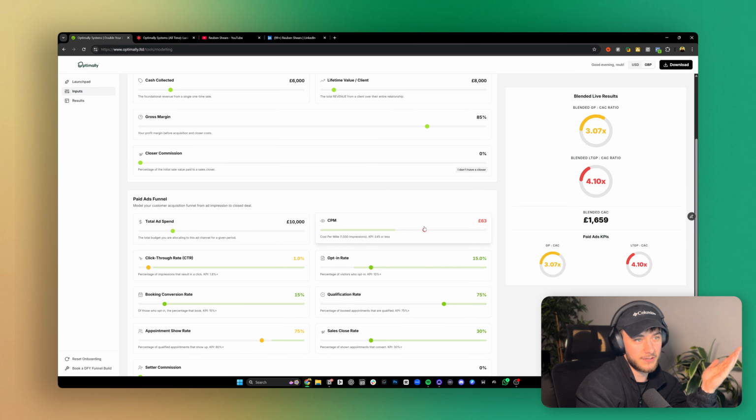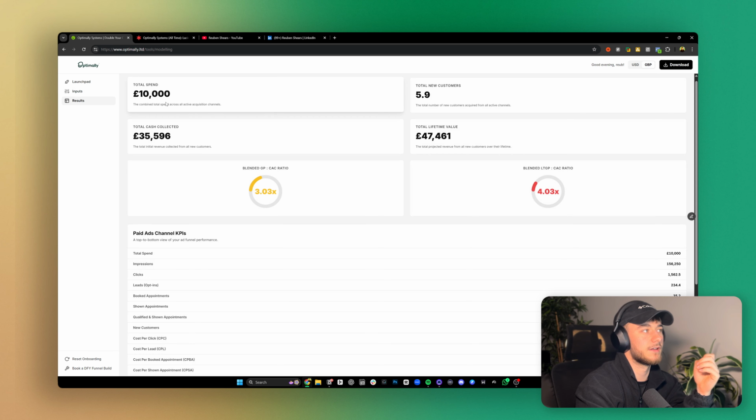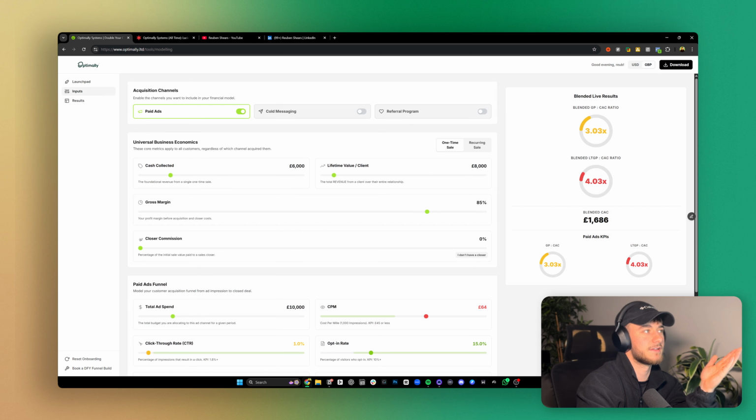Maybe the CPM's like 64. I've had that before. You can see what happens to the numbers on the right-hand side now. They're significantly different. And now you can see that if I spend 10K on ads, there's a potential, if I do the thing I'm saying I'm going to do, to make 35K. That said, it probably won't be 6K on average cash collected. That may be the price of my services, right? But we might have some payment plans that go in there as well. So it might be 4K.